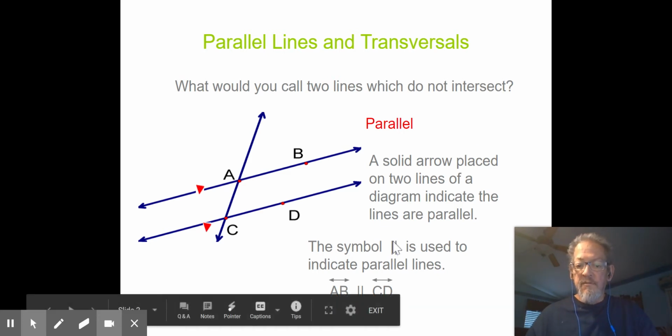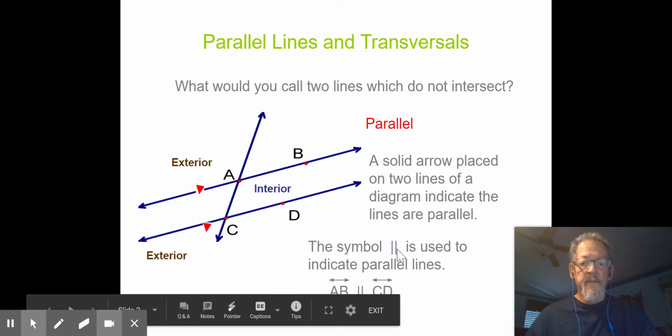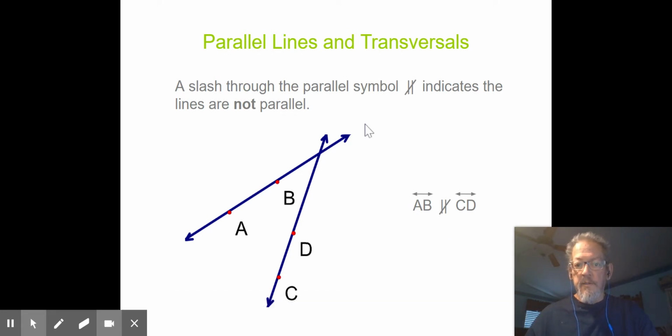And the symbol, two parallel lines, is used to indicate parallel lines. So in this case, line AB is parallel to line CD. And you know the outside of the parallel lines is the exterior, and the inside is the interior. A slash through the parallel symbol indicates that they're not parallel. You can tell these aren't parallel because they intersect.